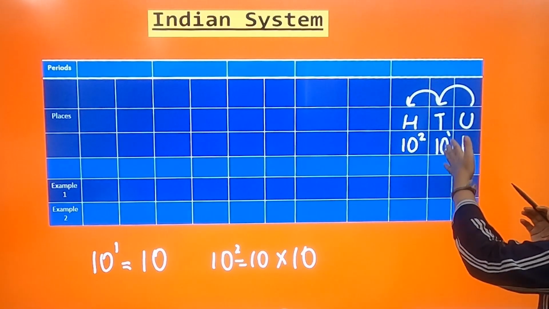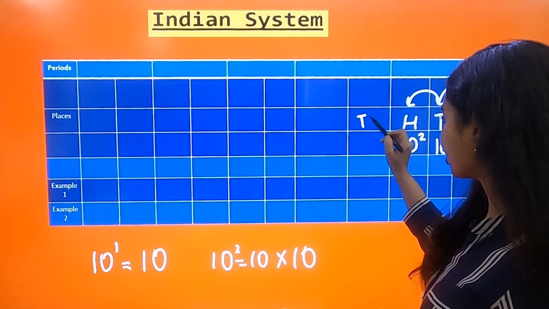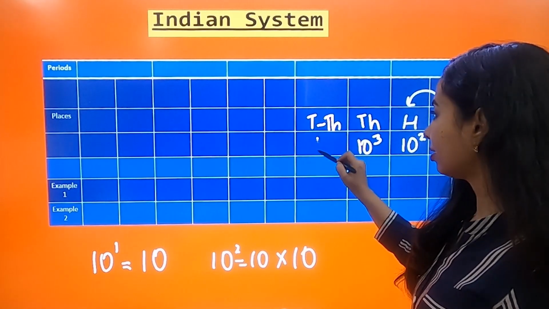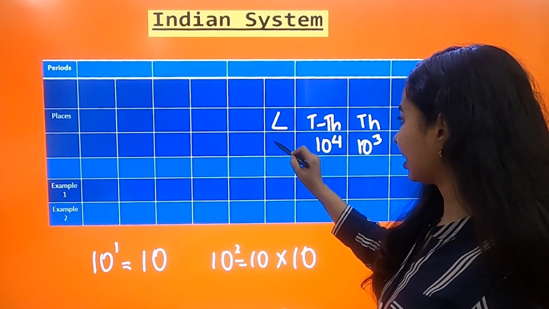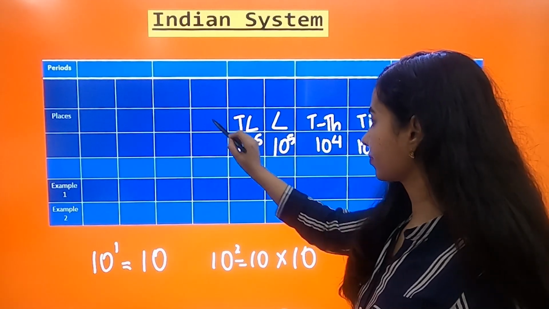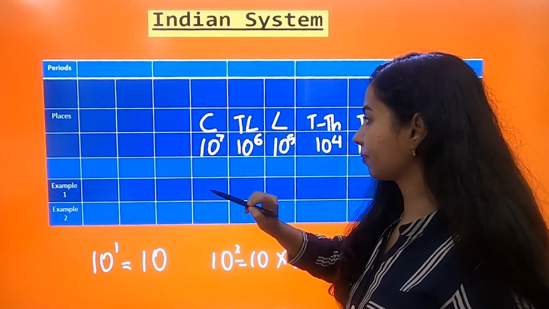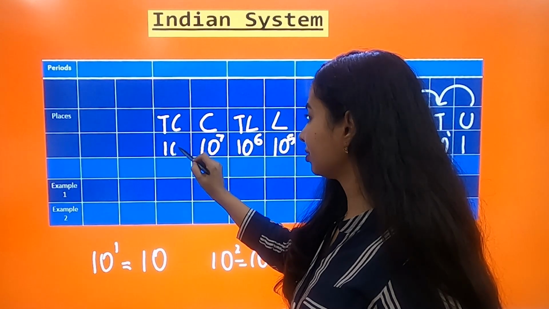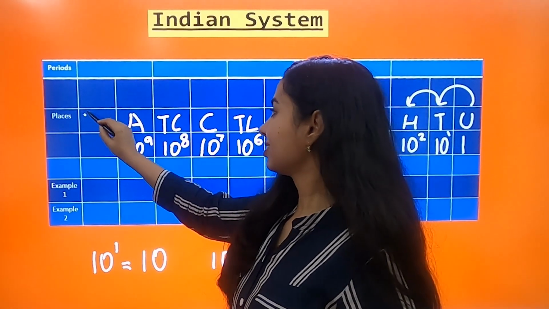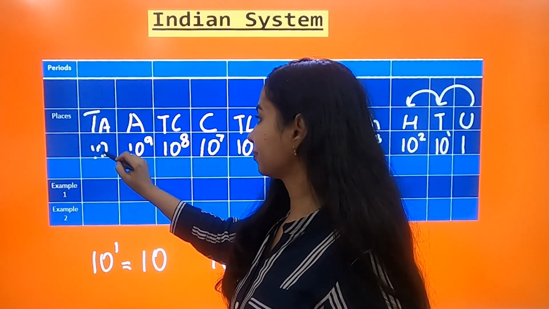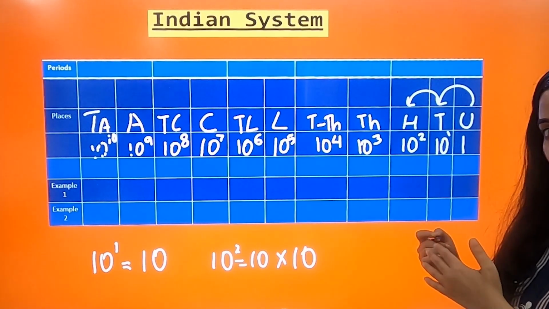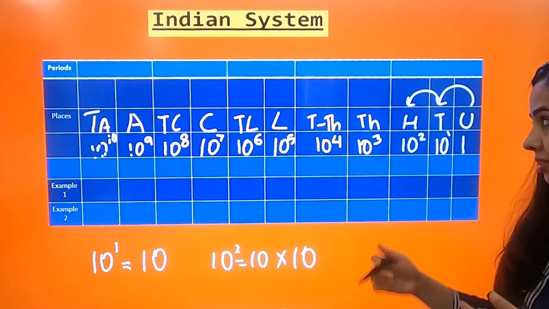Okay, so we are here: units, tens, hundreds, then it will become 1000, 10 raised to the power 3, 10,000, 10 raised to the power 4, after that it's lakh, 10 raised to the power 5, 10 lakhs, 10 raised to the power 6, crores, 10 raised to the power 7, 10 crores, 10 raised to the power 8, Arabs, 10 raised to the power 9, 10 Arabs, 10 raised to the power 10.